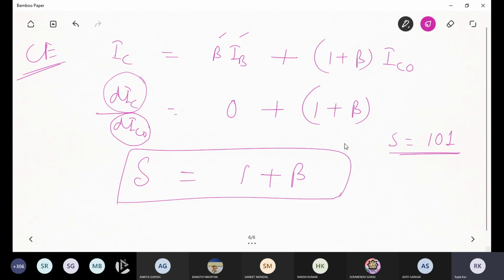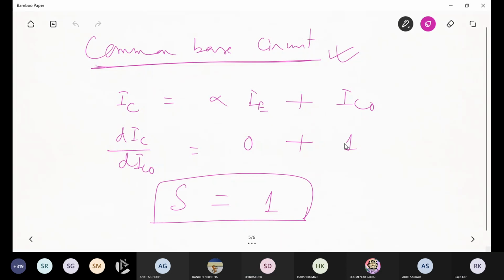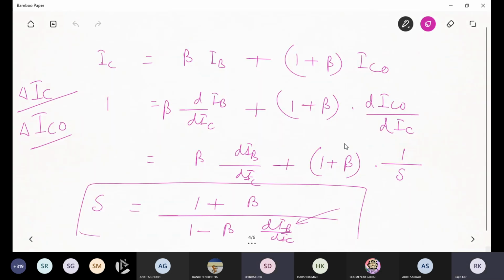Sir, please show the previous slide again. Common base circuit? No, the previous one, sir. Thank you, sir. Again previous. No, sir, this one.